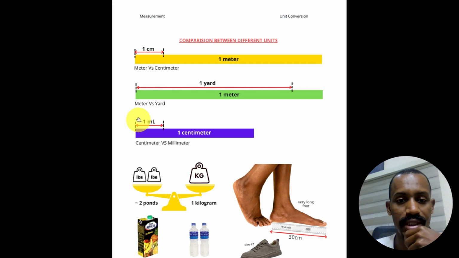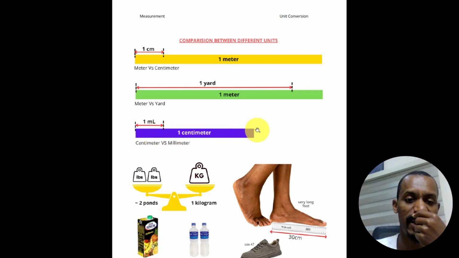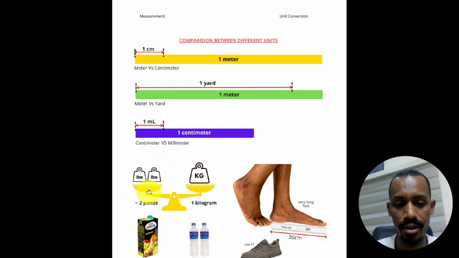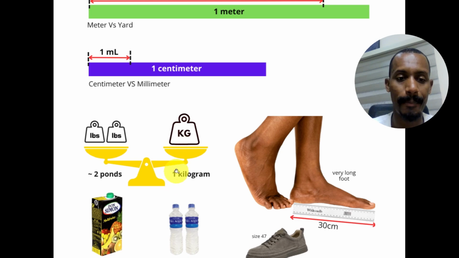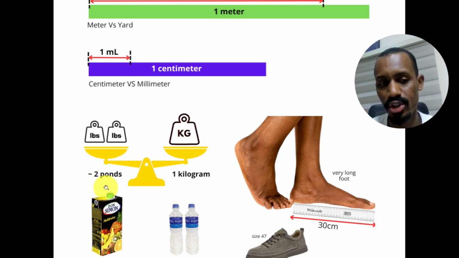So let's say centimeters to millimeters. 10 millimeters make what? Make 1 centimeter. Let's imagine this was 1 centimeter here. So you need 10 millimeters, 1, 2, 3, up to 10 times to have 1 centimeter. All right. So the same thing with weight. With weight here, you need 2 pounds to have 1 kilogram. So approximately 2 pounds.